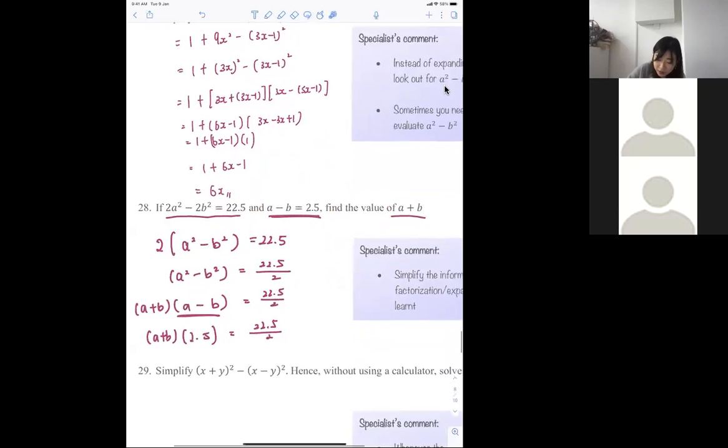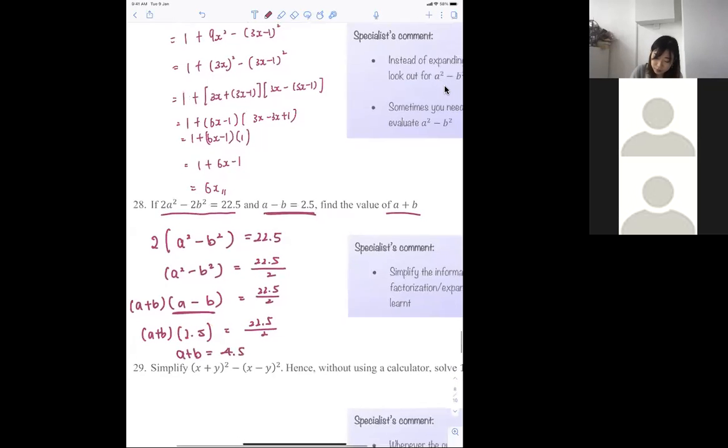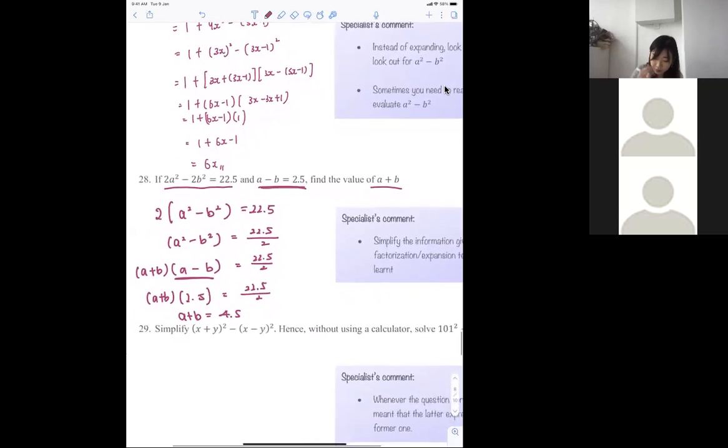Okay, then same thing, times bring over, divide. You can just put everything in your calculator. So 22.5 divide by 2, divide by another 2.5. You will get 4.5. So you have a plus b is 4.5. Okay, so for my clue, I slowly work towards what I want.